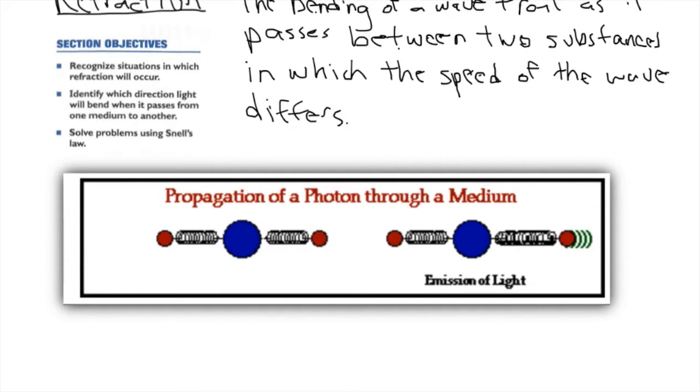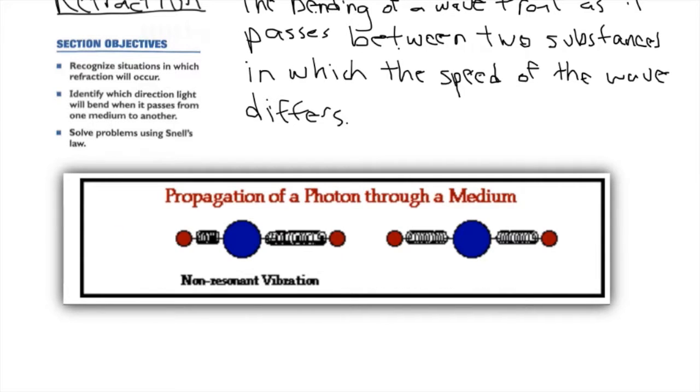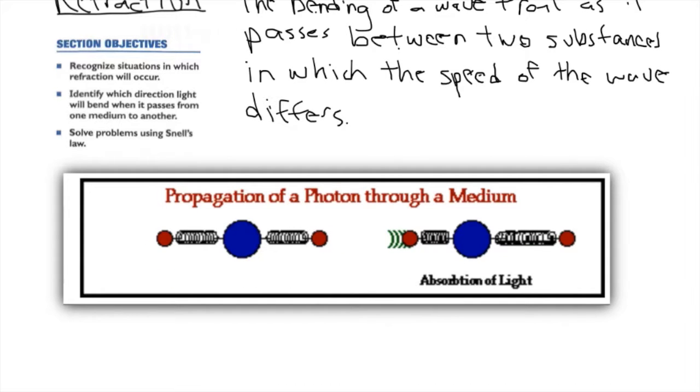And so light passes through substances by a series of almost infinitesimally quick absorptions and emissions of a photon. But this does take time to travel through a substance. And so whenever light approaches a medium, it slows down. Now, different mediums slow light down different amounts, but you can see this process will slow light down.